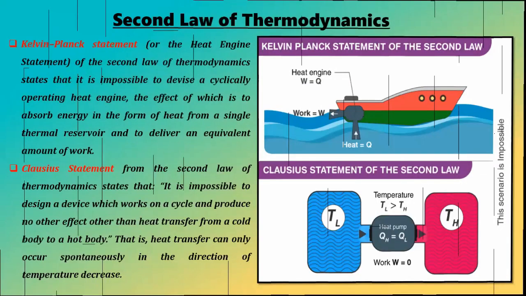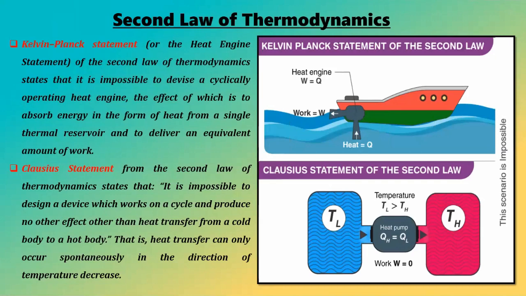What you're having next? Yeah, wonderful thing. Second law of thermodynamics. You can see a beautiful picture is present right here, which explains the second law of thermodynamics. And as you know, the second law of thermodynamics has basically two statements. One is the Kelvin-Planck statement, another is the Clausius statement. Okay, so what is the Kelvin-Planck statement saying? It is saying that it is impossible to devise a cyclically operating heat engine, the effect of which is to absorb energy in the form of heat from a single thermal reservoir for an equivalent amount of work.